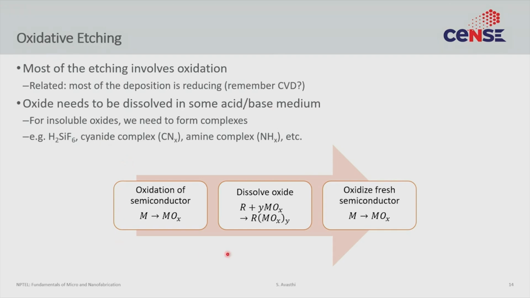So, the canonical or the general mechanism is something like this. Starting with a semiconductor, say M, you create oxide, say MOx, then you dissolve that oxide either in an acidic solution or in a basic solution or by creating a complex, and once it forms a soluble byproduct, that byproduct then out diffuses, goes away, exposing fresh semiconductor, and that fresh semiconductor again gets oxidized. So, this is the basic recipe, and we will keep using this concept as we go down this lecture.